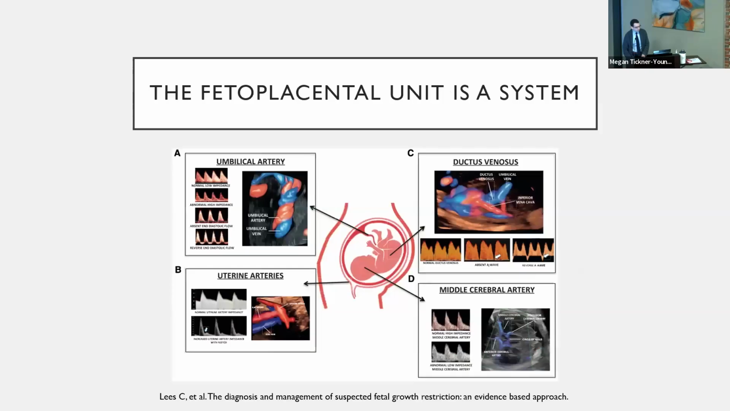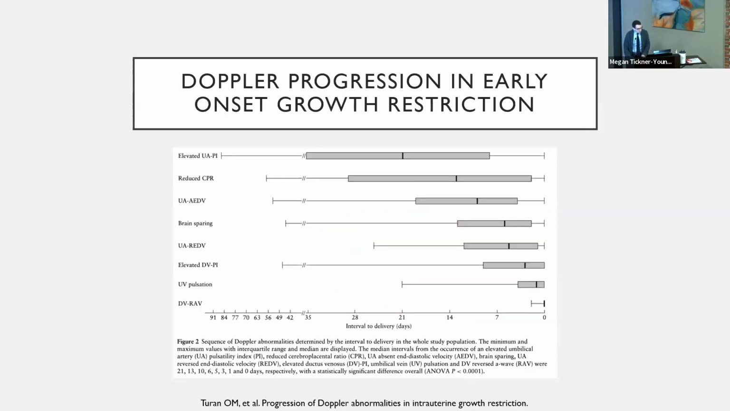Okay, so putting it all together. The fetal placental unit is truly a system. That's represented really well in the Doppler progression in early onset growth restriction. As your placental resistance and placental function worsens and resistance increases, you start to see an elevated umbilical artery pulsatility index. Then you'll see changes in reduced cerebroplacental ratio as the fetus is shunting more blood to the brain to deliver more oxygenated blood to the brain. As placental resistance worsens, you see an absent end diastolic flow in the umbilical artery. Meanwhile, you start to find brain sparing with your MCA findings, and the fetus is really trying to get more and more oxygenated blood to the brain.